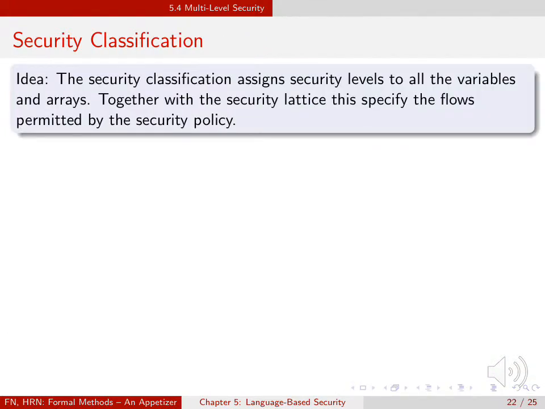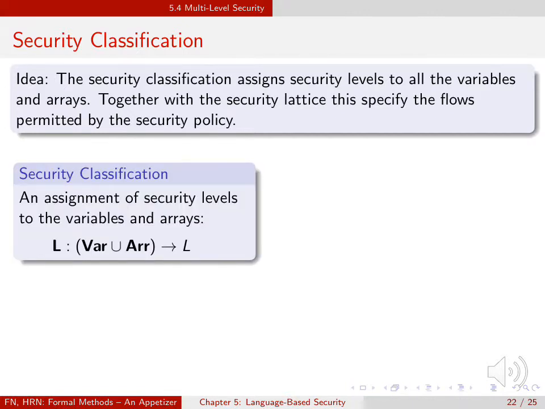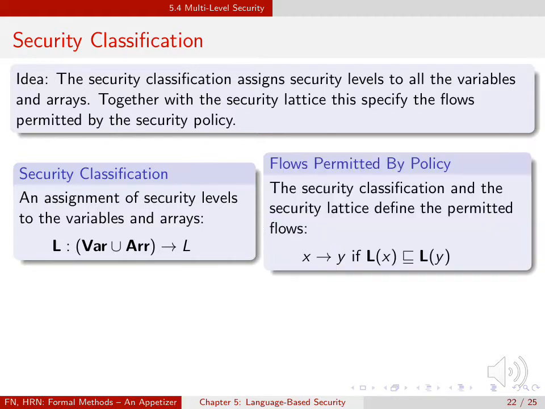On top of the security lattice, we need to assign security levels to all the variables and arrays. Formally, this is taken care of by a security classification, which is a mapping from variables and arrays into the elements of the security lattice. A flow is permitted by the policy whenever the variable x flowing into y has a security classification that is less than or equal to that of y.